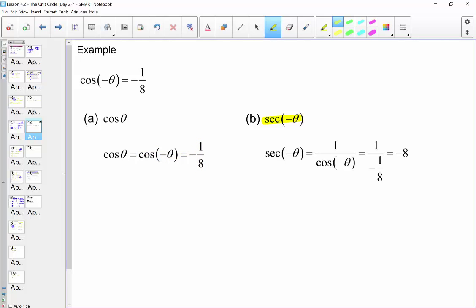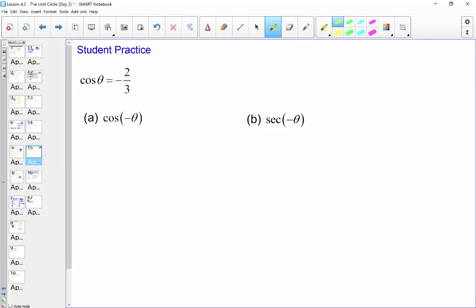Now let's look at the secant of negative theta. The secant of negative theta can be rewritten as 1 over the cosine of negative theta. But the cosine of negative theta is given to us in the problem. It's equal to negative 1/8. We can just substitute that in, and 1 over negative 1/8 equals negative 8. Go ahead and pause the video and try this problem on your own.